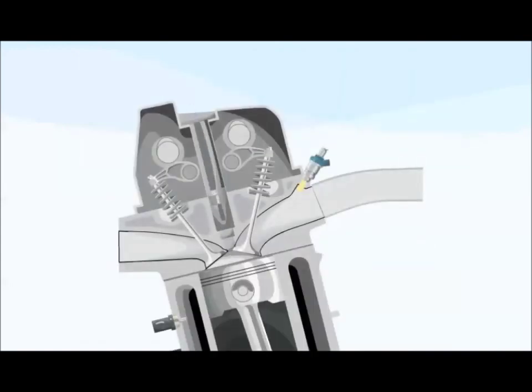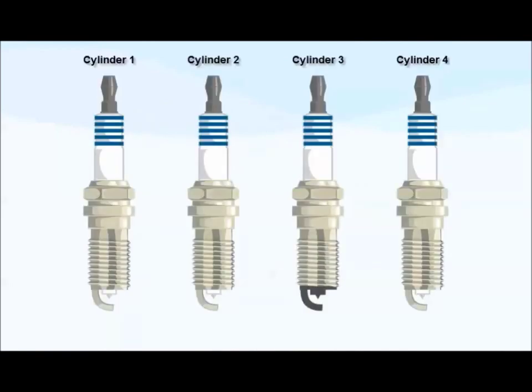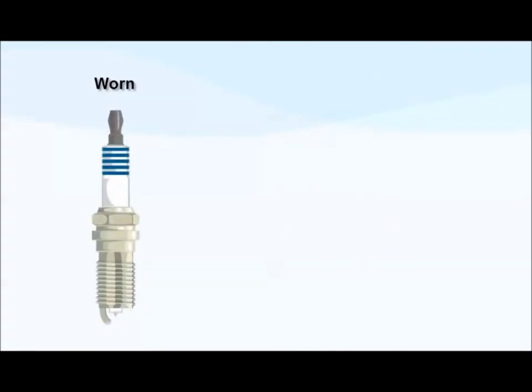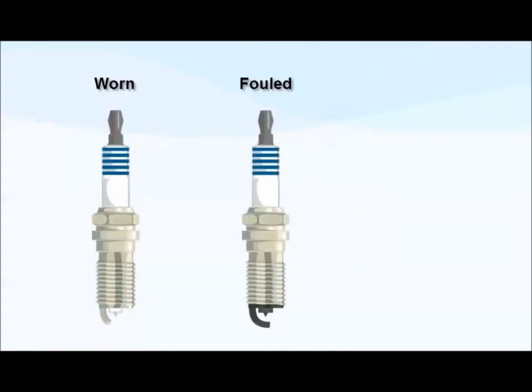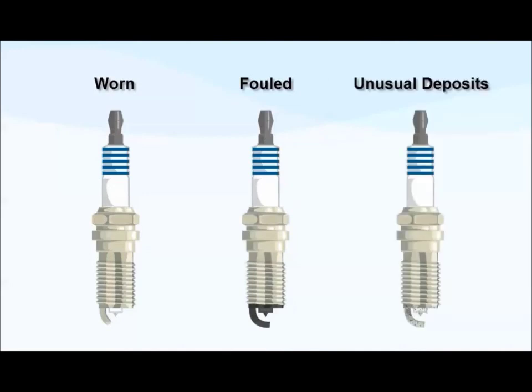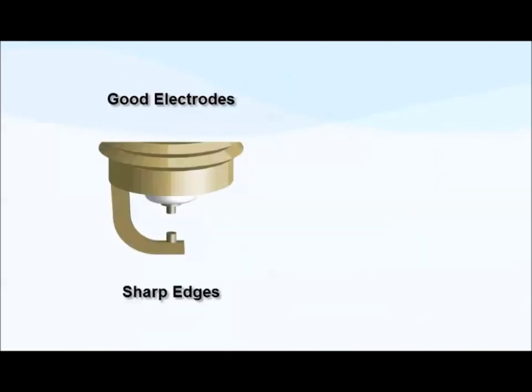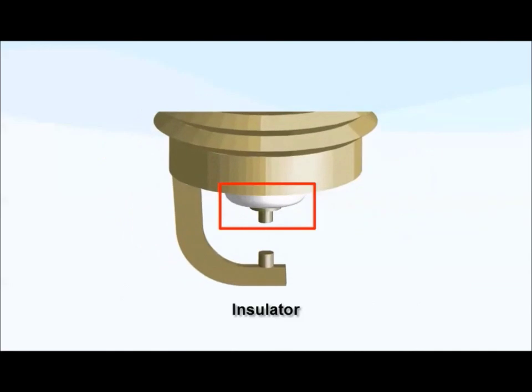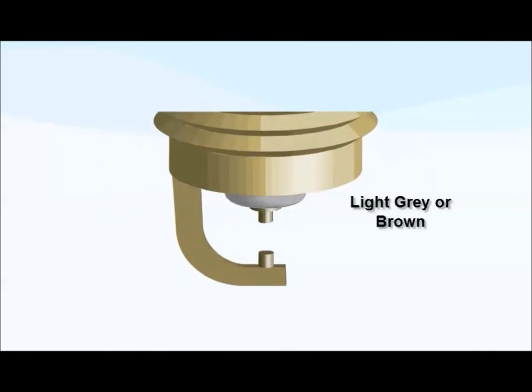When removing the plugs, lay each plug on the workbench in the correct order. If one plug shows a significant difference in wear, color, or deposits, you've found the problem cylinder. Once you've removed the plugs, check each one for excessive wear, carbon fouling, and unusual discoloration. The electrodes of each spark plug should have sharp edges rather than rounded corners, indicating excessive wear. The ceramic insulator should be a smooth light gray or brown, without any uneven patches.